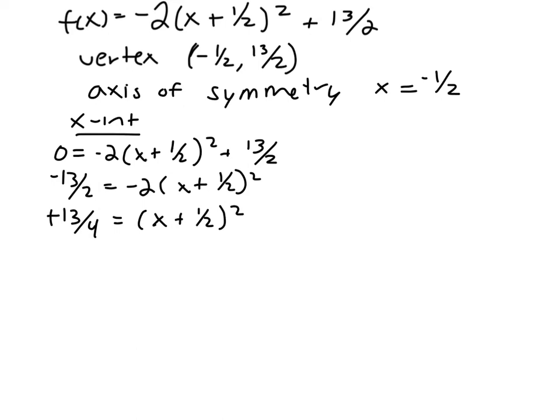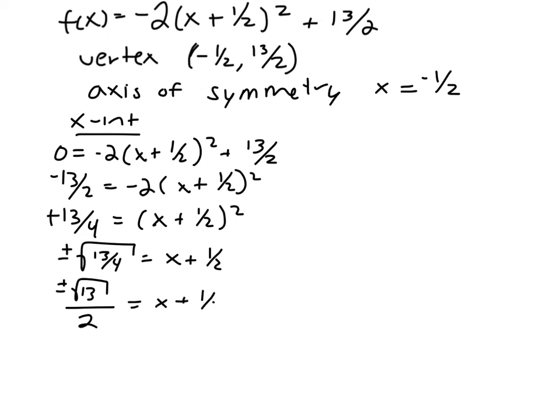Okay, so then I will take the square root of both sides, so plus or minus the square root of 13 over 4 equals x plus 1/2. So this is plus or minus the square root of 13 divided by 2 equals x plus 1/2. Okay, plus or minus the square root of 13 over 2. Subtract off 1/2 from both sides to get this equals x. So there's two x-intercepts. I'll write them in red.